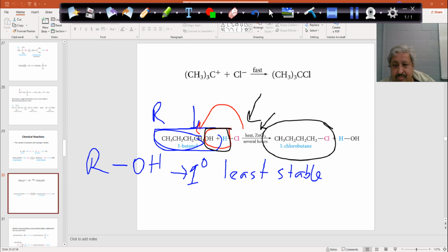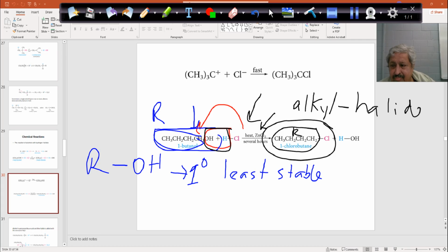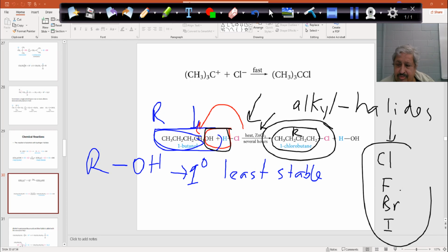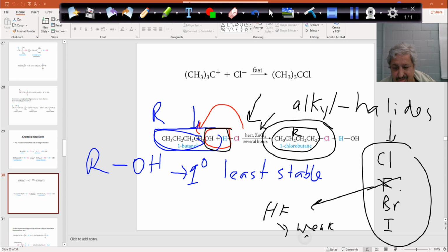We call it alkyl. That's this alkyl group here, R, alkyl and halide. Halides can be chlorine, fluorine, bromine, iodide. So all those four, the halides, for any one of those four. However, the fluorine will not be part of it because HF is a really weak acid, so we'll not see good results out of a weak acid.